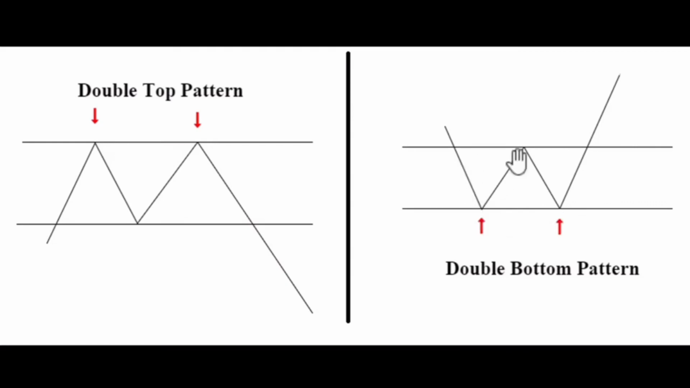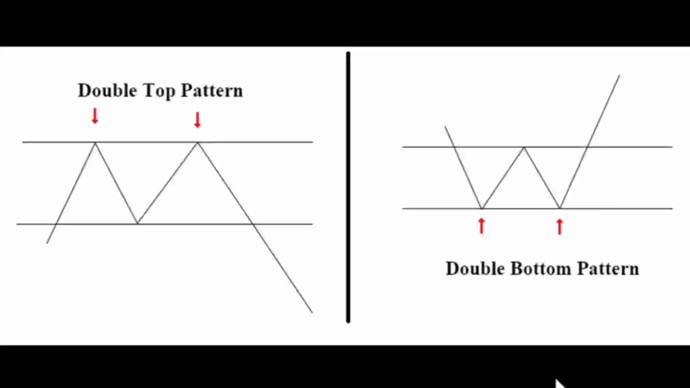This pattern indicates that the sellers are struggling to push the price lower and the buyers are gaining control of the market. Traders often use the double bottom pattern to make buy orders as it signals a potential uptrend in the market. It is important to wait for confirmation of the pattern, such as a breakout of the neckline, before making a trade.